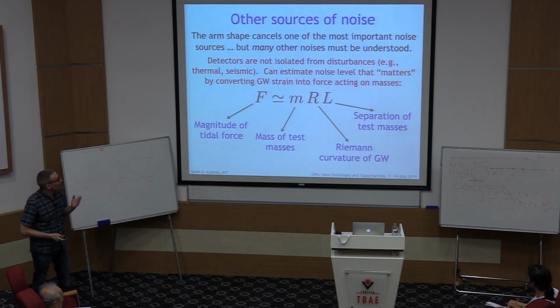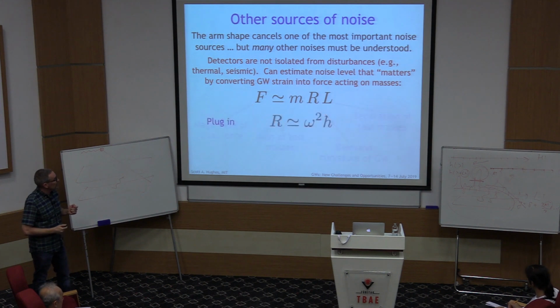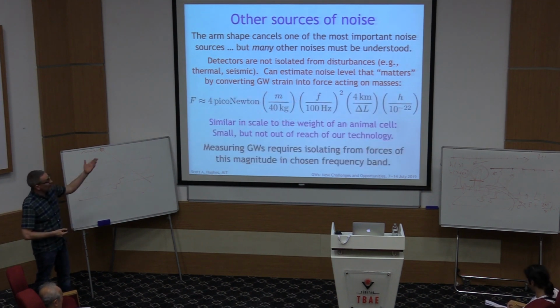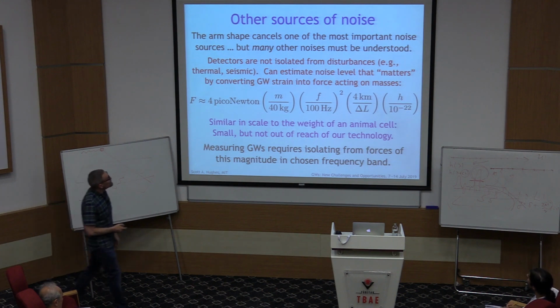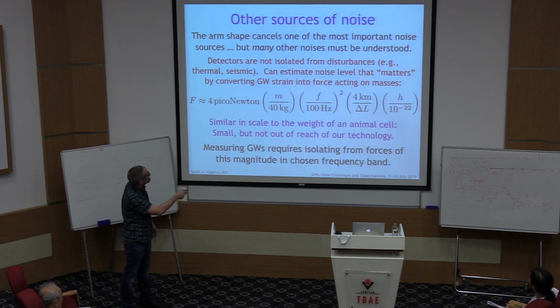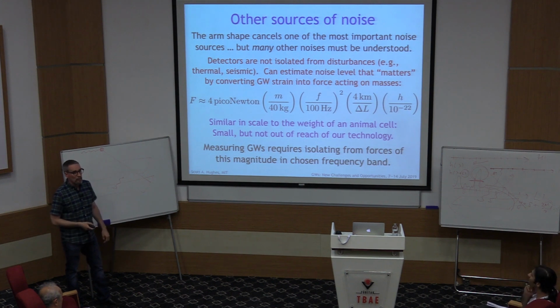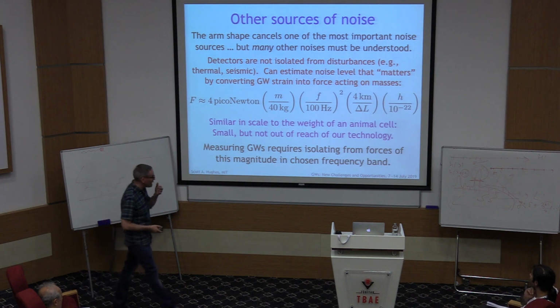I use the fact that the curvature tensor is roughly frequency squared times the wave strength, and then I plug in the parameters that are in a detector like LIGO. What you find is that the gravitational wave is effectively exerting a force, for the kind of sources that are being measured right now, of between 1 and 10 piconewtons. So what should you take from this?